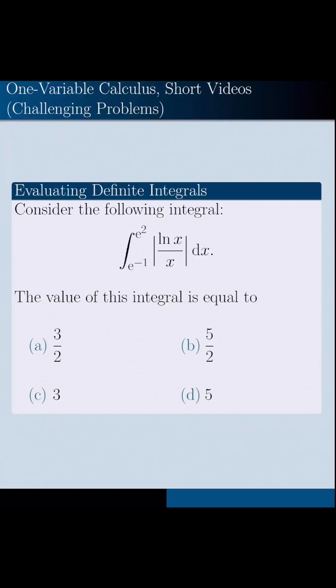Hello, in this short video we are going to investigate the following challenging problem on the topic of evaluating definite integrals. Consider the following integral: the integral from e to the power of minus 1 to e squared of the absolute value of ln of x over x dx. The value of this integral is equal to, pause the video at this point and give it a try to see which one of the following options is the answer to the problem.